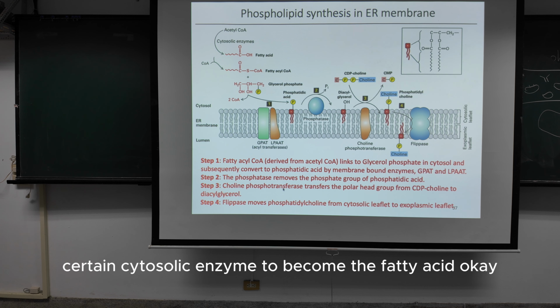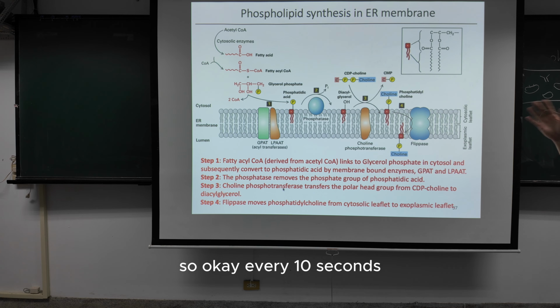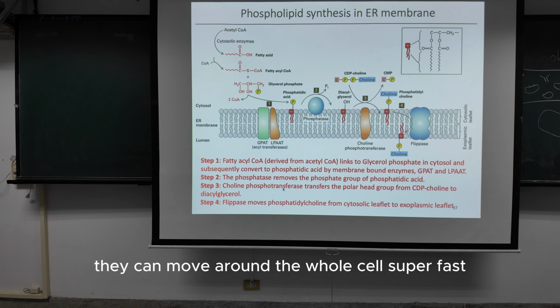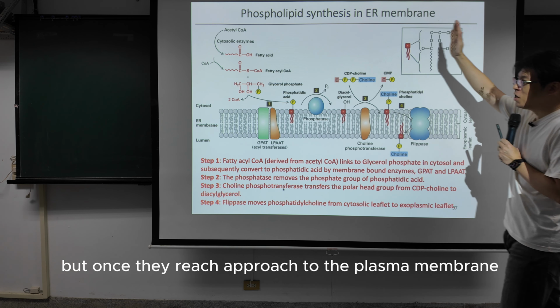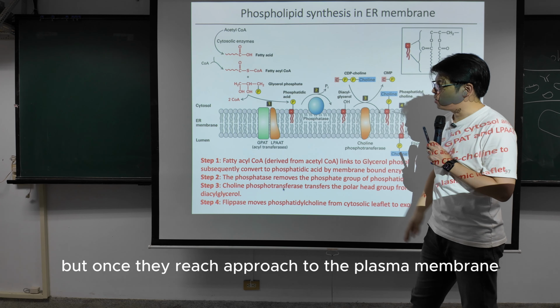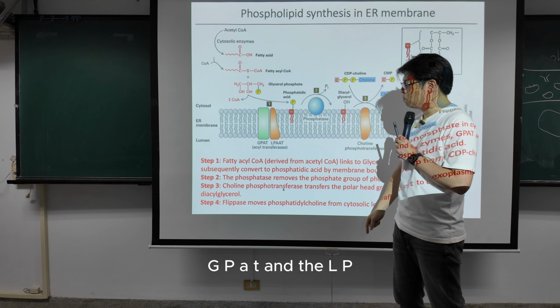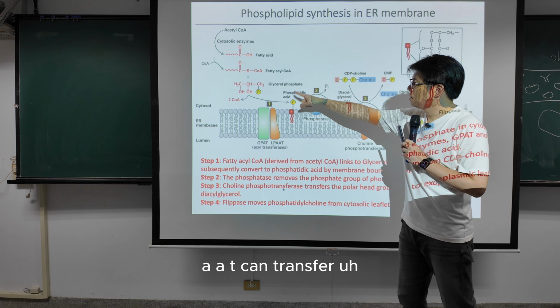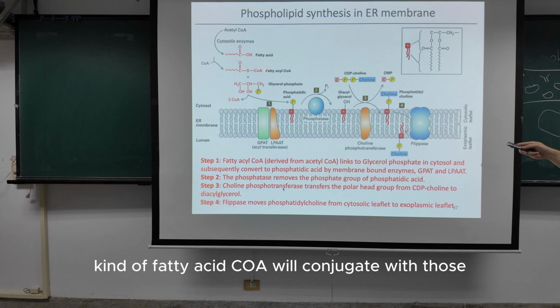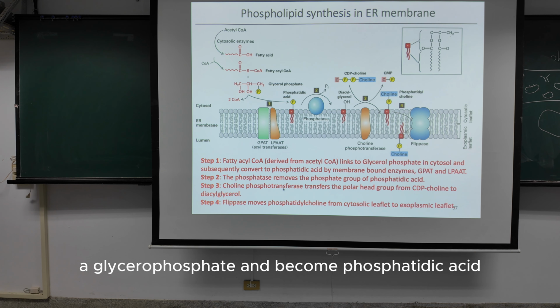Okay, and such a fatty acid will conjugate with CoA and become fatty acid CoA. Then those fatty acid CoAs will diffuse in the cytosol. Every 10 seconds they can move around the whole cell super fast. But once they approach the membrane, the two enzymes GPAT and LPAAT can transfer those fatty acid CoAs to conjugate with glycerol phosphate and become phosphatidic acid, and incorporate them into the ER membrane.